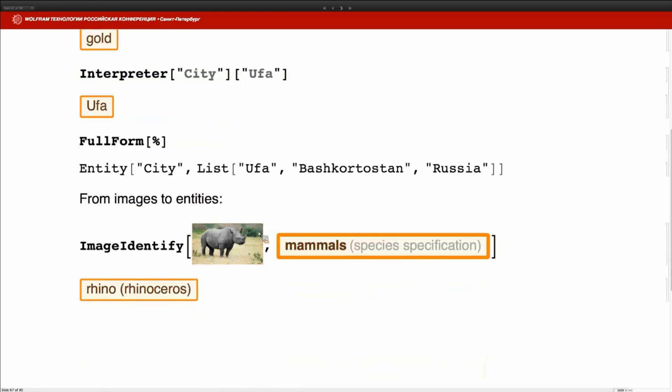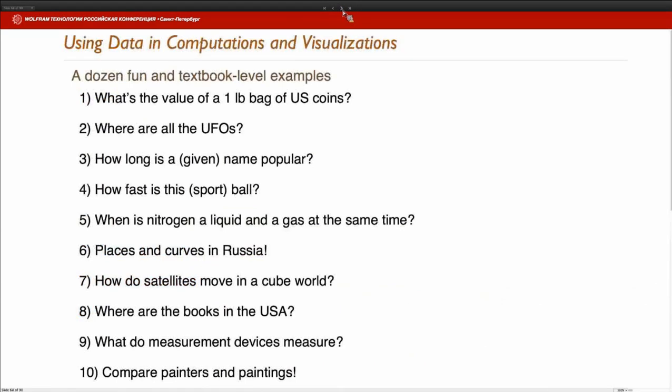Or sometimes you just have a picture, like here's a picture, and I say ImageIdentify. I assume I know it's a mammal. What is it? It's a rhino. Yeah, this seems right. We're actually pretty good with recognizing animals.